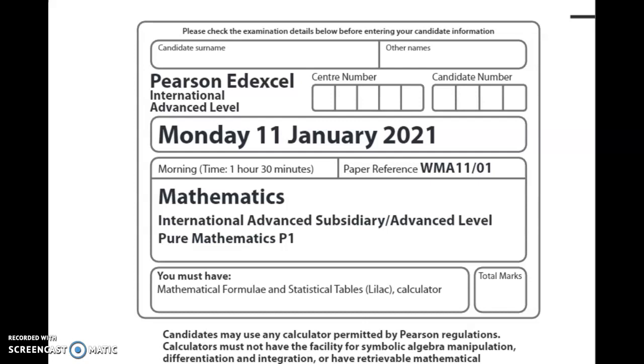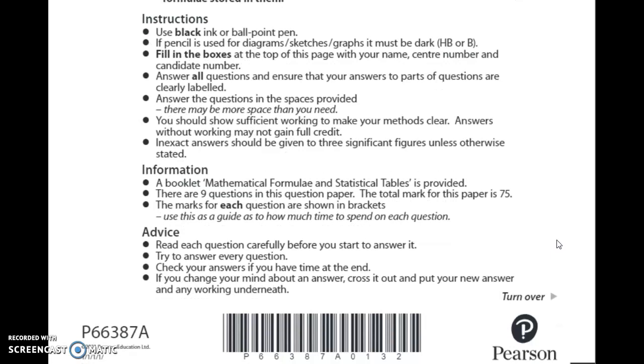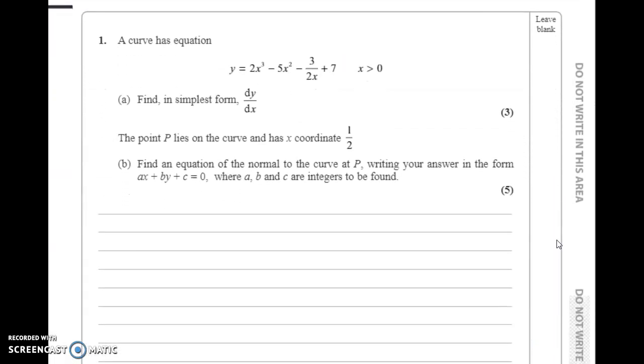Today we are attempting a pure mathematics P1 paper of the new spec 2018. As you can see, this is a fresh paper which was set this year only, that's 11 Jan 2021. So let's get started. Just read the instructions given below and we'll be attempting our first question.